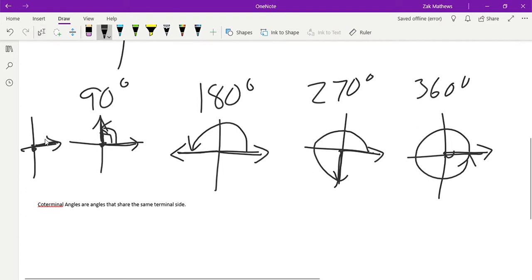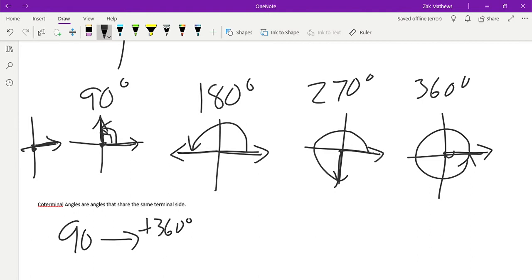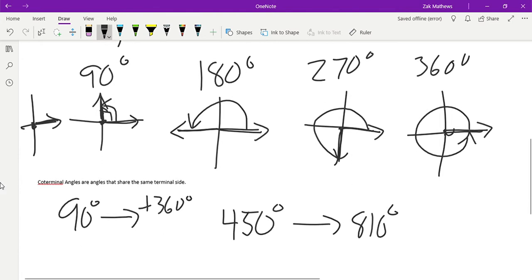So we see that 0 and 360 degrees are coterminal angles because we've gone that full rotation. Anytime we add or subtract 360 degrees to an angle, that gets us to a coterminal angle. So for instance, if I wanted a coterminal angle to 90 degrees, I'd take 360, add it, and that would give me 450 degrees. I could add 360 again. That would give me 810 degrees.